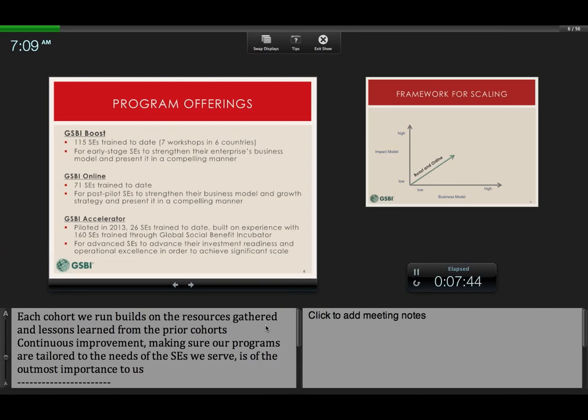And this is an adaptation of the program that we started running in 2003 and really is our flagship program. And all of these are running at any given time in the year. Boost, for example, last year we had 7 workshops in 6 countries. GSBI Online we run 2 times a year, and the Accelerator is our most intensive, most high-touch, most customized program, and we run that once a year. But what we do with all of our cohorts is we continuously improve using the lessons learned from the previous cohort. So by the time we finished up last year's Accelerator, we had several case points of feedback for GSBI Online and Boost, and all of that then got iterated into revisions and upgrades for this year's Accelerator.